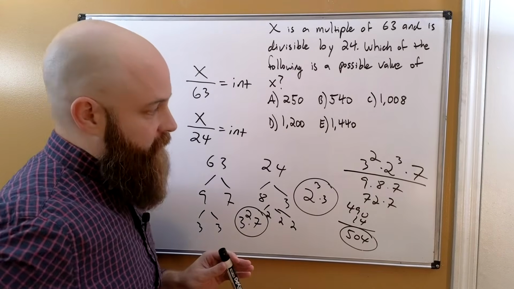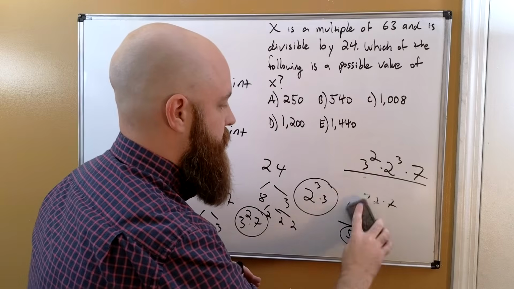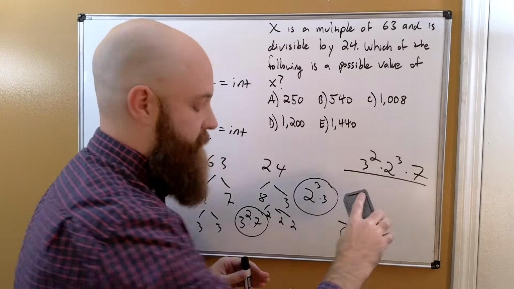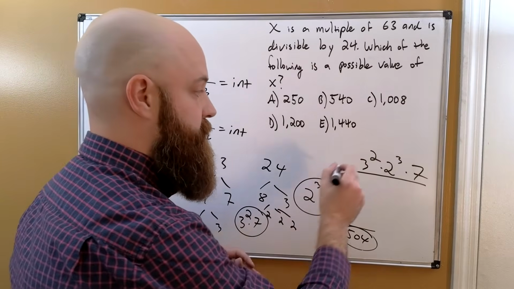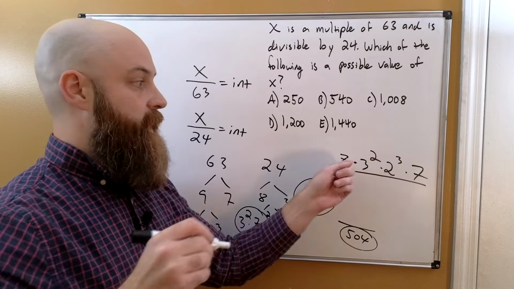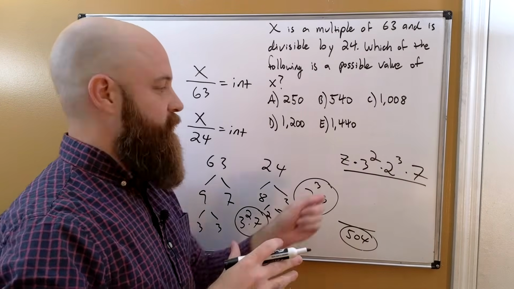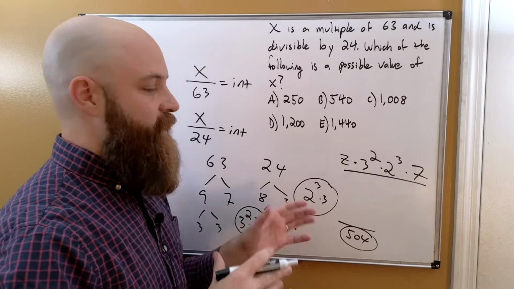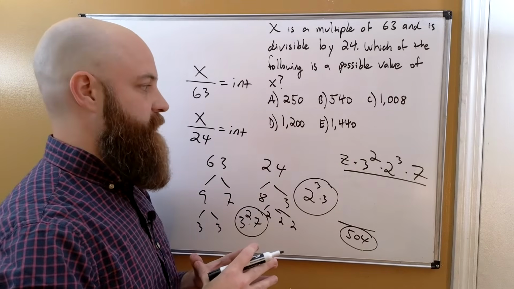Now, any multiple of this number would also be a multiple of 63 and 24. And why am I saying that? Well, I know 63 would go into this. I know 24 would go into this. And if I multiply it by something else, I include some other number here, 63 and 24 are still going to go into it. So it's totally legal to add other multiples. In other words, any multiple of 504 is also going to be a multiple of 63 and 24.